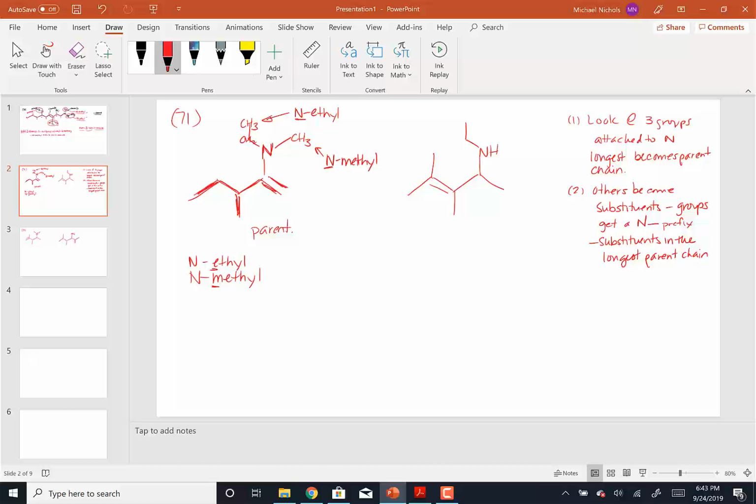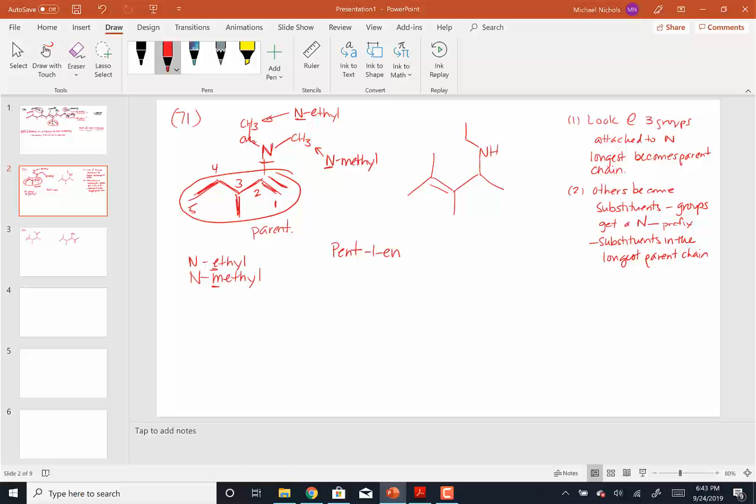So now I'm just going to go ahead and name this as a normal alkene. I'm going to number from the end closest to the nitrogen, because the nitrogen has precedence. So in this case, it's going to work out good for the alkene. Carbon 1, carbon 2, 3, 4, and 5. So this is going to become a pent, and it's going to become a pent-1-ene, because the alkene starts at carbon 1.